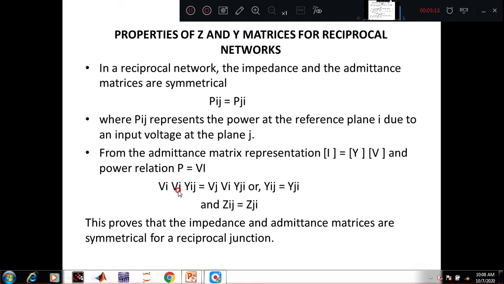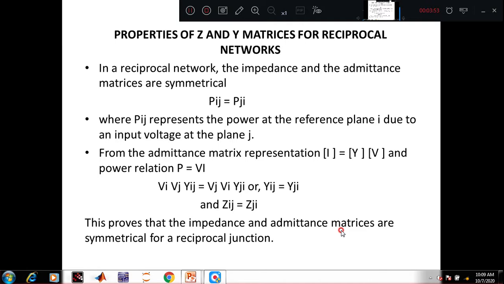So the voltage at the jth port is Vj, and the power is Vi Yij Vj, right? So if you interchange, Yij is equal to Yji. If Yji is equal to Yij, then 1 over Zij, which is Yij, is equal to Yji, which can be written as 1 over Zji. We can write Zij is equal to Zji. Understood? This proves that impedance and admittance matrices are symmetrical for a reciprocal junction.